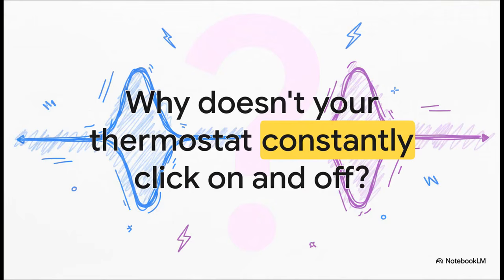Okay, let's start with a really simple question. Think about your thermostat. If you set it to, say, 70 degrees, why doesn't it just go completely crazy, clicking the heat on and off every single time the temperature wiggles from 69.9 to 70.1? The answer is a super clever bit of electronic engineering, and that's what we're about to unpack.